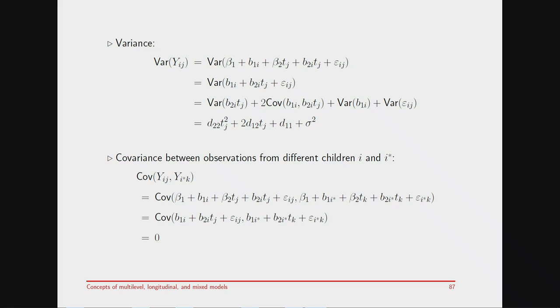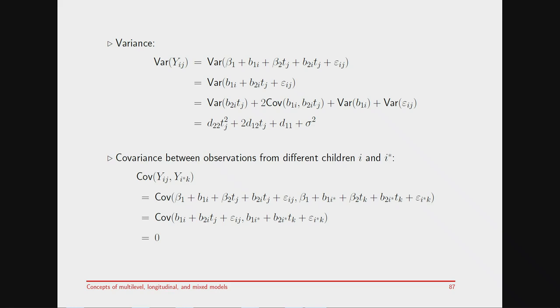What is the variance? Well, the variance of y, you just plug in your model there. The fixed effects don't contribute to the calculation of the variance. And what you then get is here the variance of that sum. The random effects are assumed independent of the residuals, so that can be separated out. But of course, the variance of B1i plus B2i t, that is not just the sum of the variances, because the B1i and the B2i are correlated. And that's why you get here the covariance term here, and that means that the variance is this function.